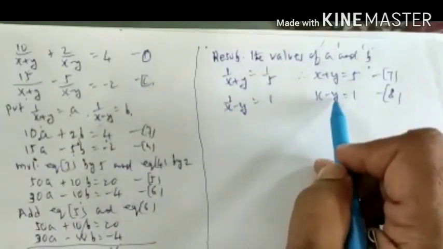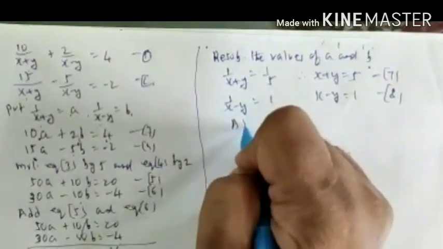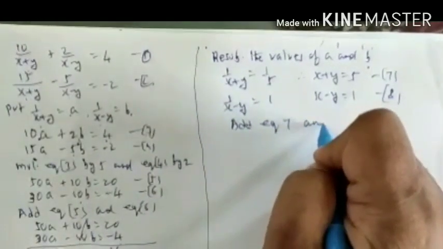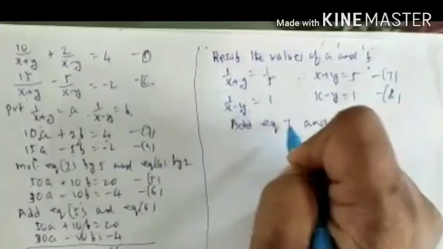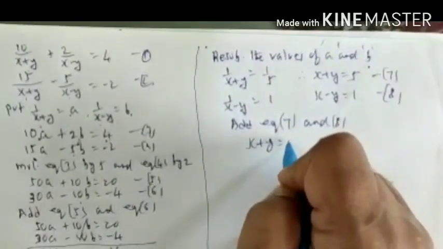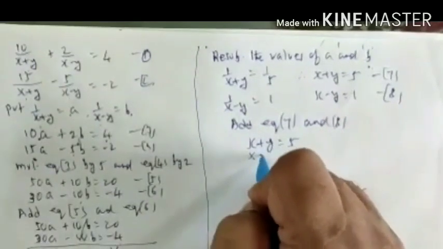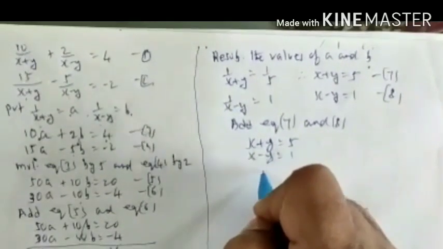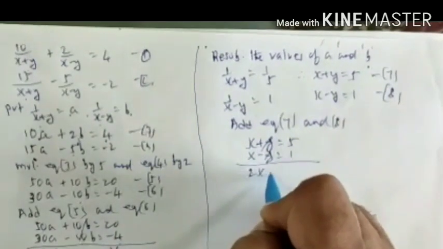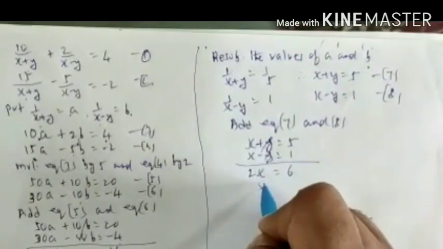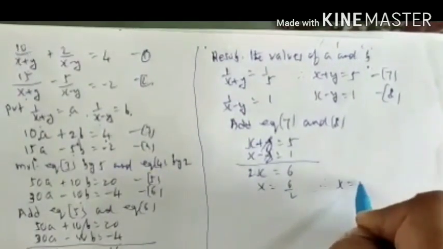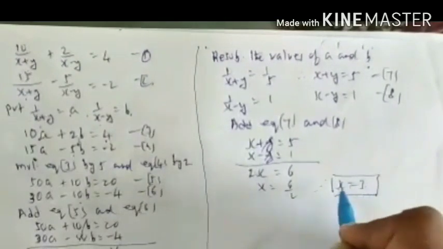Now add equation 7 and equation 8. What we get? x plus y is equal to 5 and x minus y is equal to 1. Adding both, plus y minus y will get cancelled. We get 2x is equal to 6, or x is equal to 6 upon 2, or we get x is equal to 3.